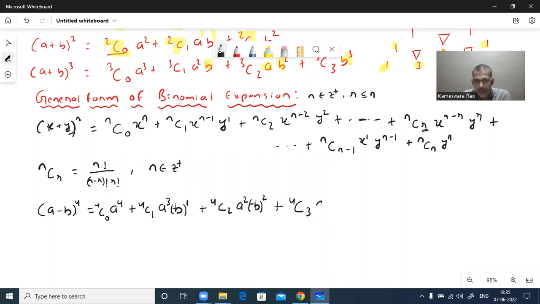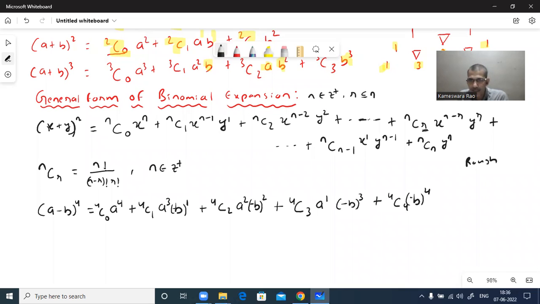A will reduce by 1 more. The second variable will increase by 1, 2 plus 1, 3. The last term is 4C4. A will not be there, A power 0, you need not write it here. And minus B will be with the highest index, that is 4. Here, how to find 4C0 and all, we'll see.